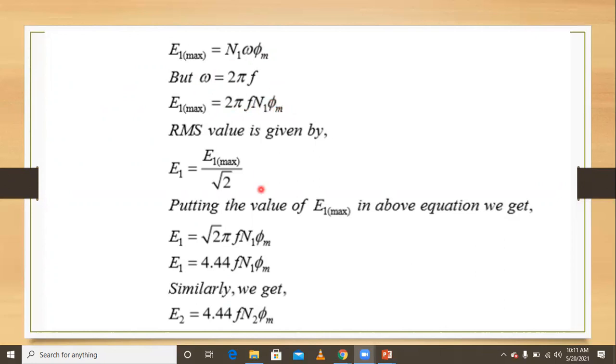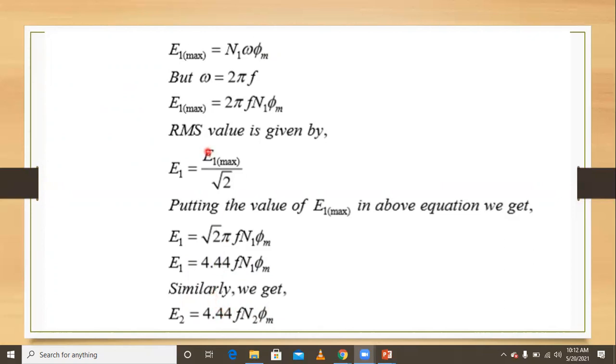You know well the RMS value is V RMS is equal to Vm by root 2. So E1 is equal to E maximum by root 2. The RMS value of the induced EMF is nothing but E1 max by root 2. Substitute this E1 maximum here, and we get E1 is equal to root 2 pi into f into N1 into phi m. Root 2 into pi is nothing but 4.44, so E1 is equal to 4.44 into f into N1 into phi m. Similarly, for the secondary winding, E2 is equal to 4.44 into f into N2 into phi m. Like this, it is possible to derive the EMF equation of the transformer.